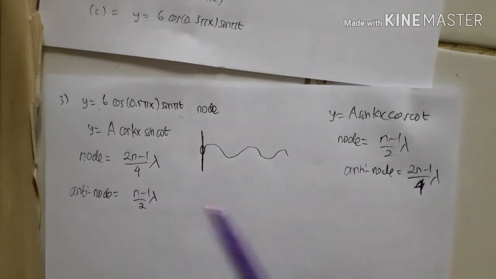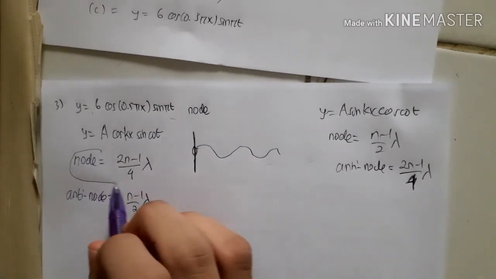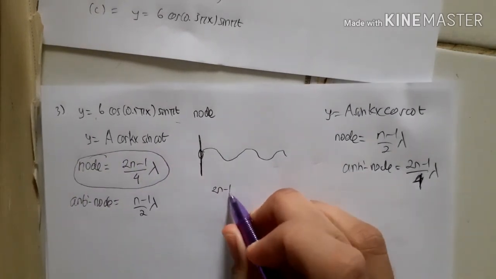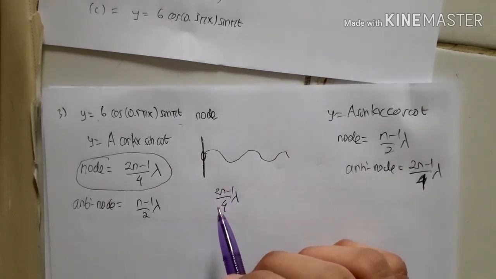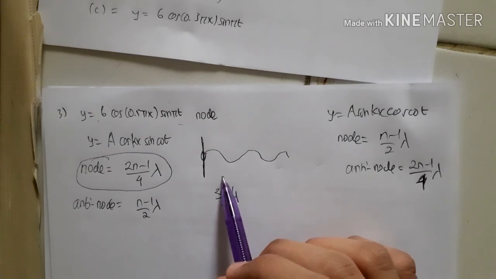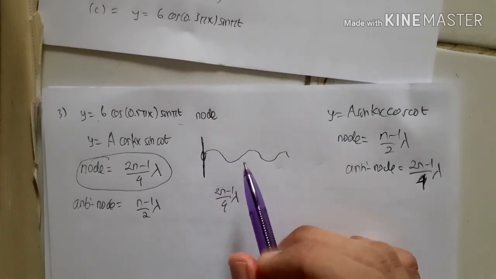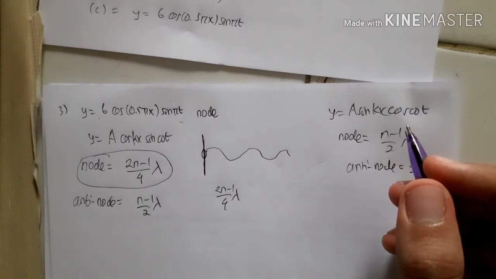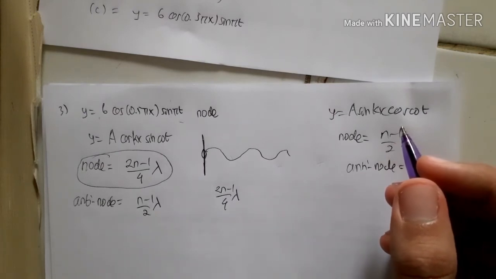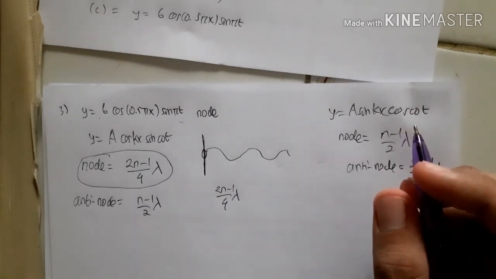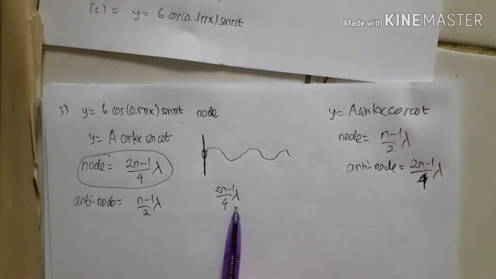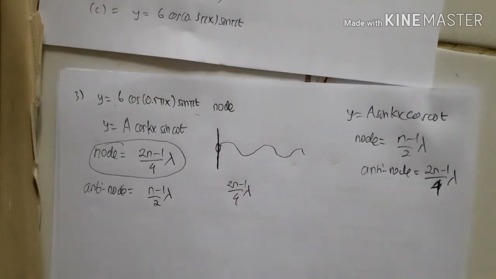Of course from this we use (2n minus 1) over 4 lambda. It didn't say which node we have to find, whether it is the first node or another node, so we just assume that we have to find the first node.